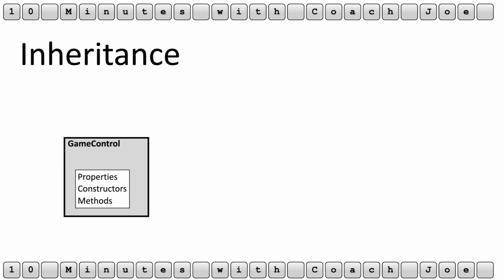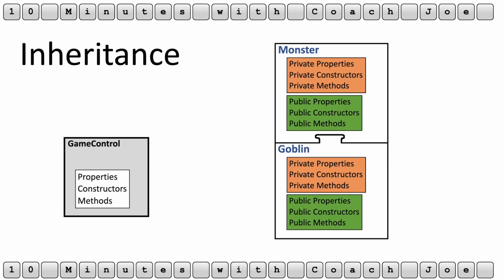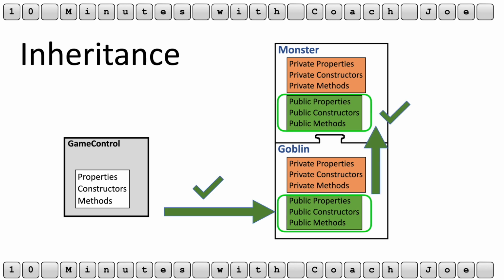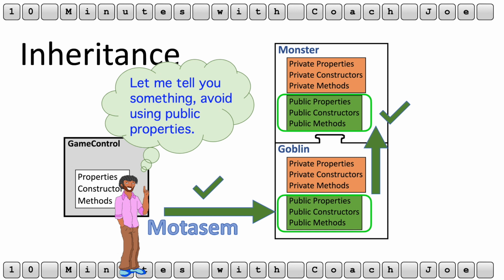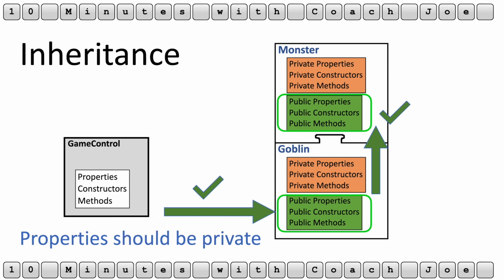Let's imagine there's a game control class that can instantiate the goblin child class. It can access all the public properties and methods of the goblin child class, and it can access all the public properties and methods of the monster parent class. Correct, it is encouraged to avoid the use of public properties. However, if there were public properties, the game control class would have access to those values.